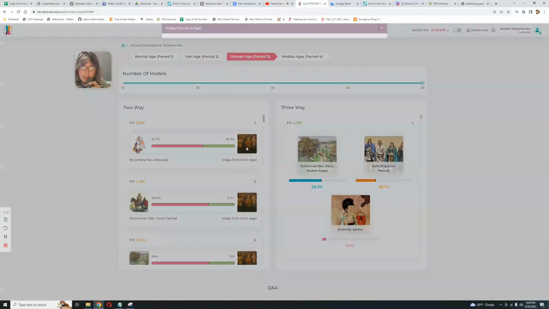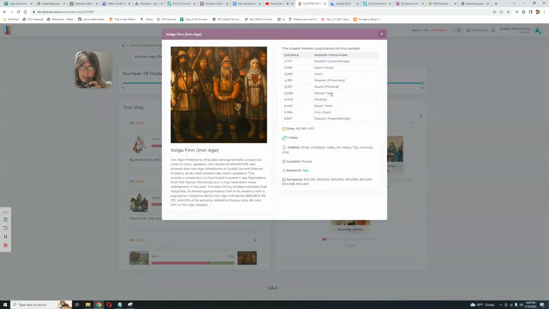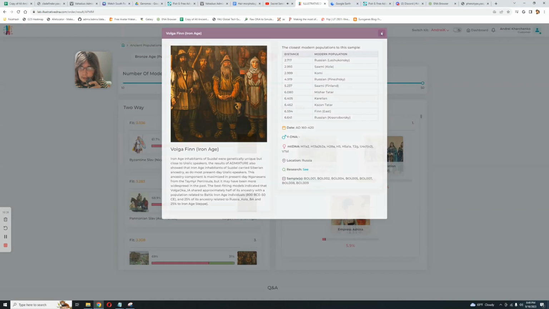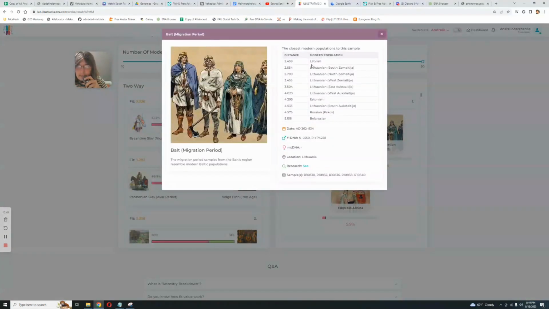That's what it is. I've made multiple videos on these actually, and you can find all of their raw data files on my Drive folder. Now I'm getting modeled here as a mixture of Bohemian Slav, Migration Period Balt, and Empress Ashina. Migration Period Balt is different from the Bronze Age Balt we've seen earlier. Migration Period Balt is more southern. It's more similar to Latvian.